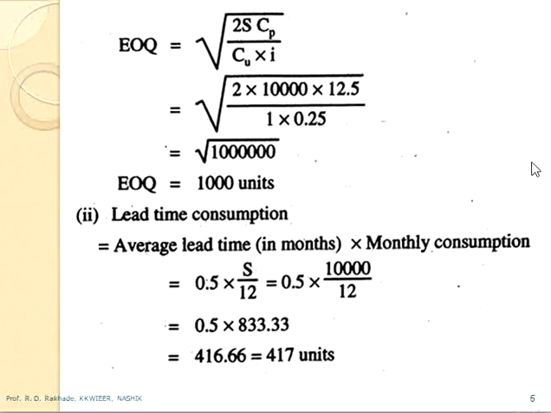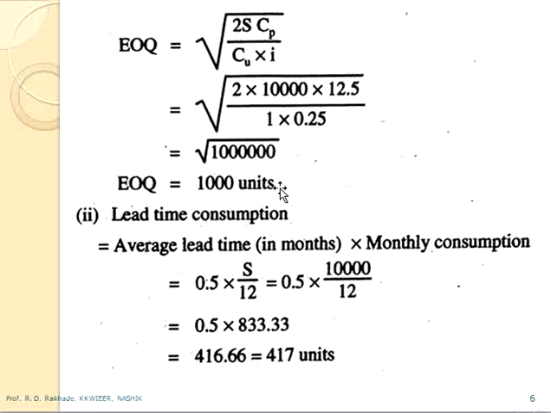So we have S, that is annual demand in terms of unit. So we will use first formula: square root of 2SCp divided by Cu into I. All these terms are already given in the problem. 2 constant, S 10,000, Cp procurement cost of order 12.5, Cu unit cost ₹1, and I, that is inventory carrying cost, 25% means 0.25. So we'll get answer EOQ, that is 1000 units.